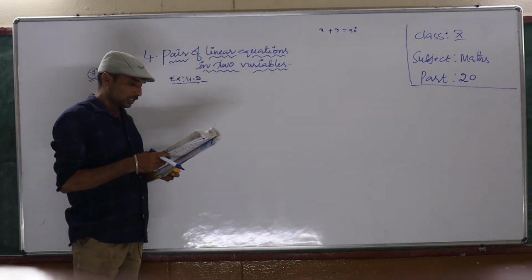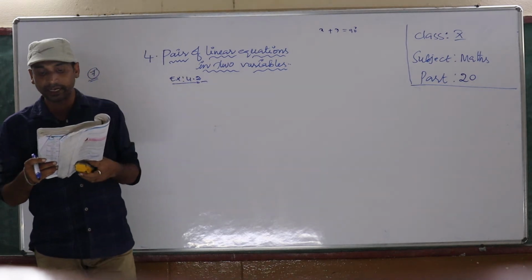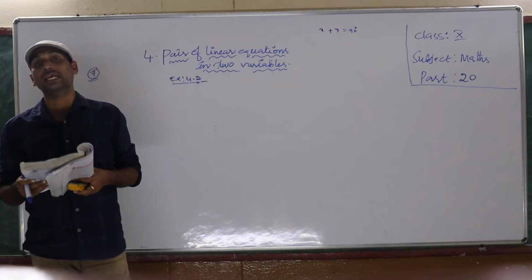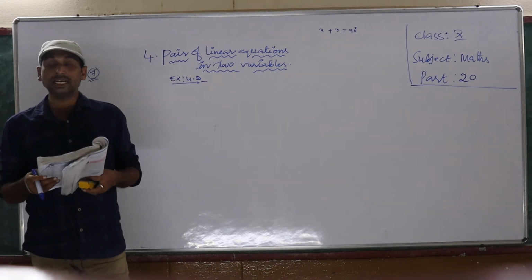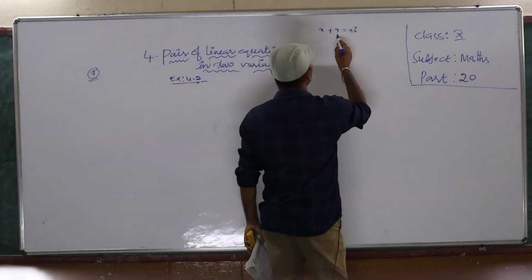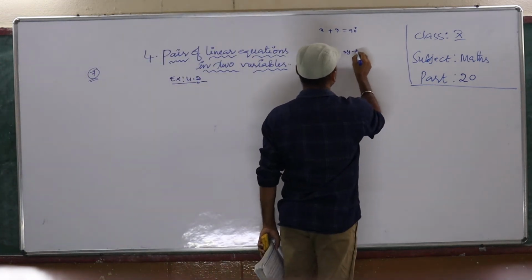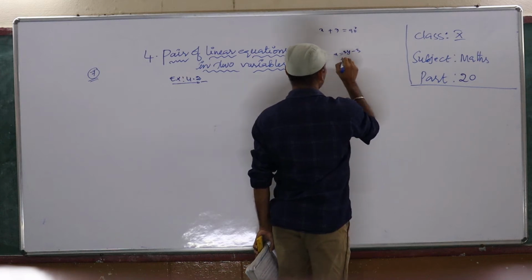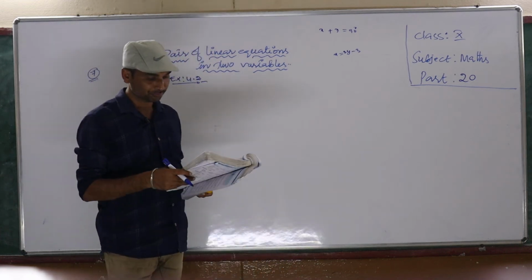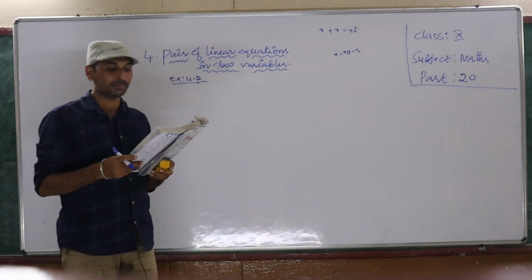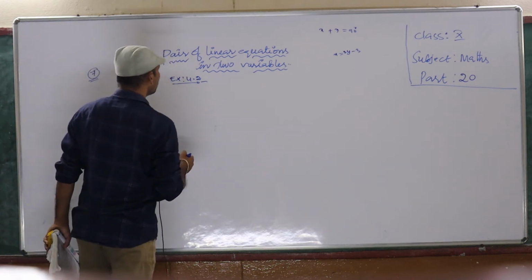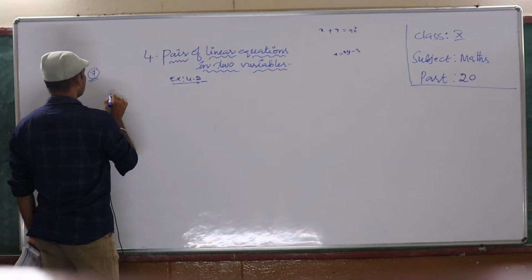Now the larger angle is 3 less than twice the measure of the smaller angle. 3 less than twice. If you take the small angle y, 2y minus 3 is equal to x. This is the condition. Conditions are important. So find the measure of each angle. Okay, children, so here two angles are there.